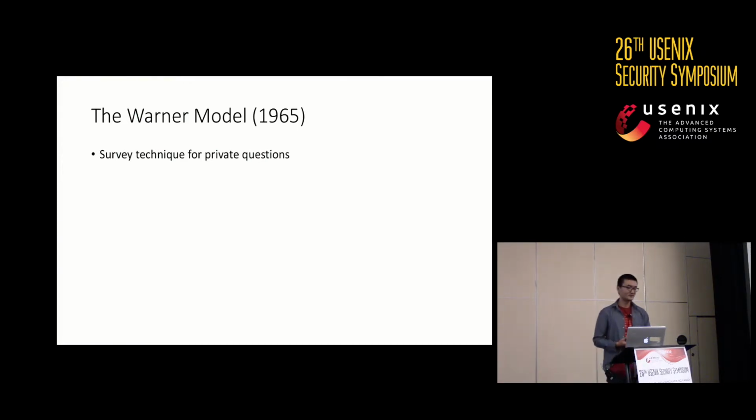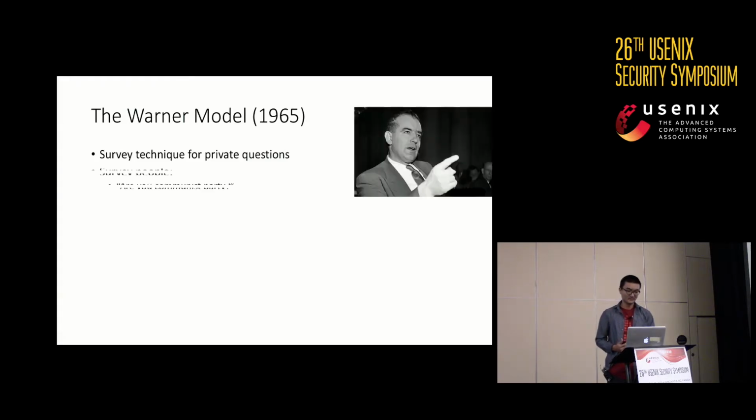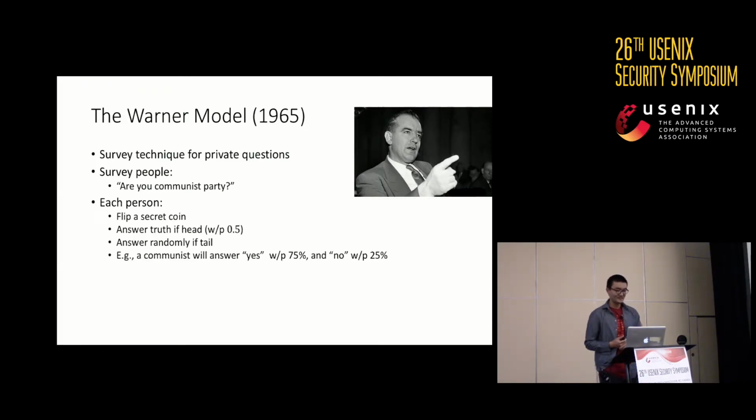The notion of local privacy actually is not new. It comes from 1965, called the Warner model, which is a survey technique for private questions. In this model, for example, the survey people will ask, are you a member of the Communist Party? Each person will flip a secret coin and answer truthfully if the coin comes up heads, and otherwise answer randomly. If the coin is unbiased, with probability 0.5, then the communists will answer yes with 75% probability, and no with 25%.